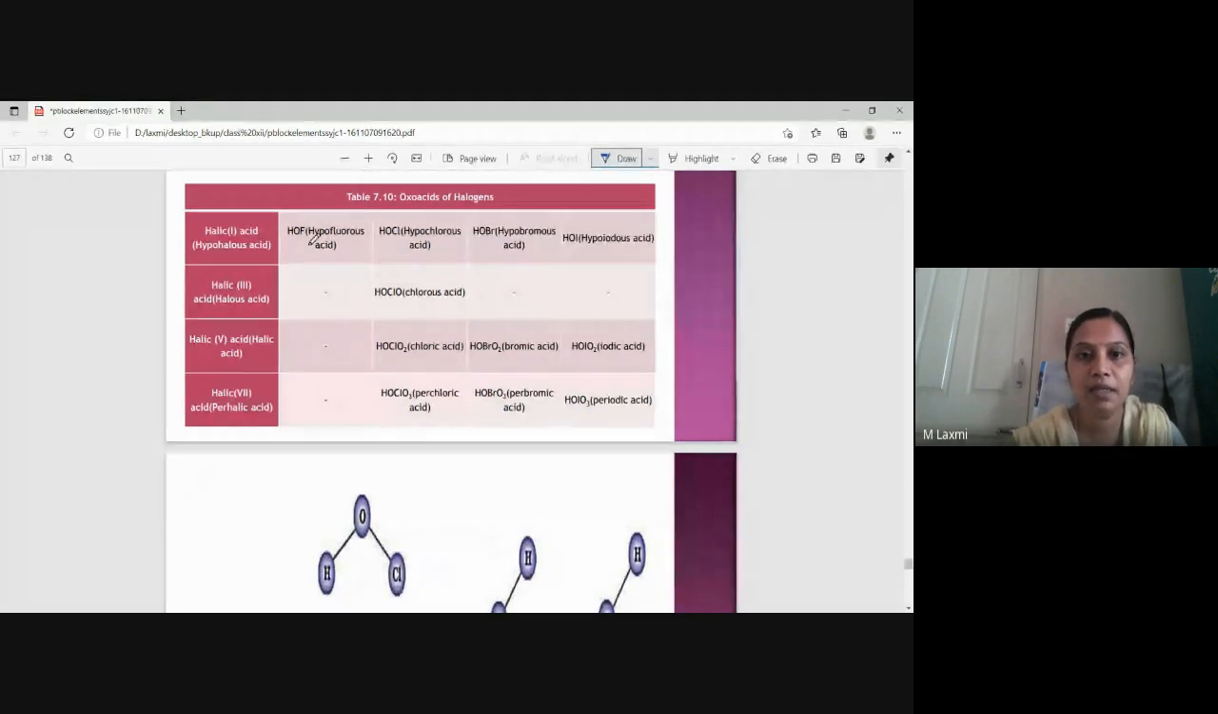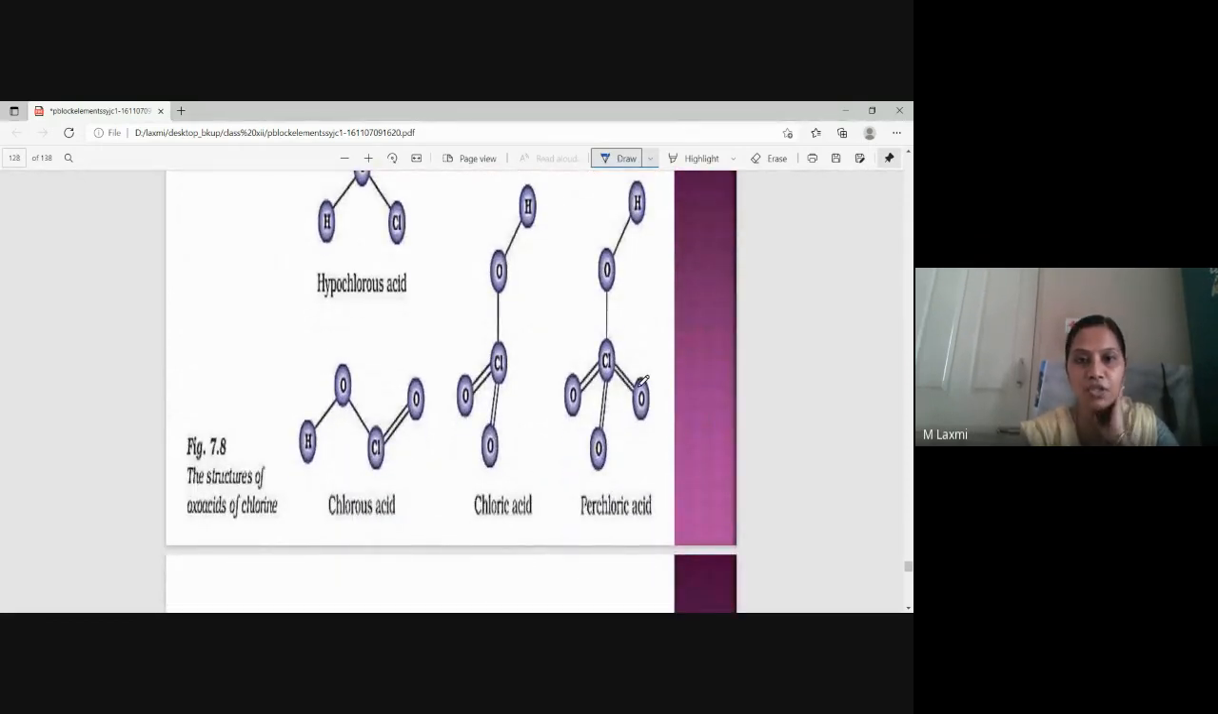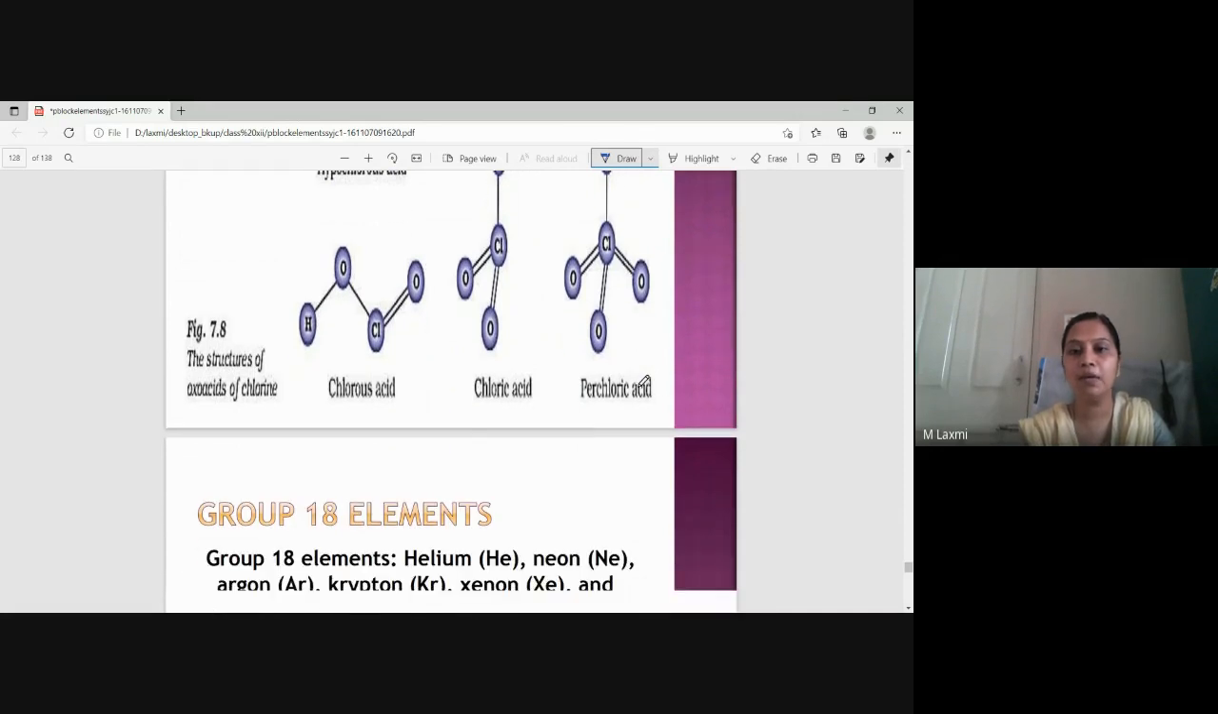Let us check the oxo acids of halogens. Formed by fluorine, it is hypofluorous acid. By chlorine, it is hypochlorous acid, chlorous acid, chloric acid, perchloric acid. From bromine, it is hypobromous acid, bromic acid, HBrO3. If you write it together, it will be easy. Then perbromic acid. From iodine, you get hypoiodous acid, iodic acid, periodic acid. So these are the oxo acids of halogens. Then the structures of hypochlorous, chlorous, chloric, and perchloric acid.